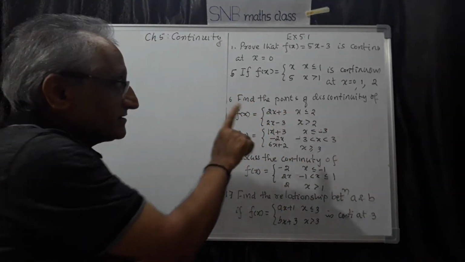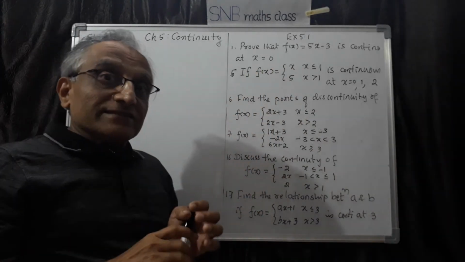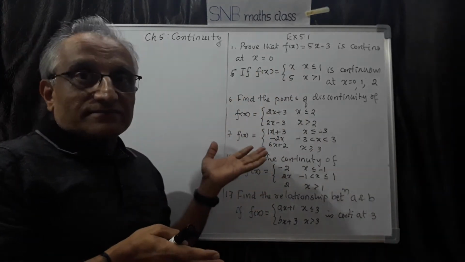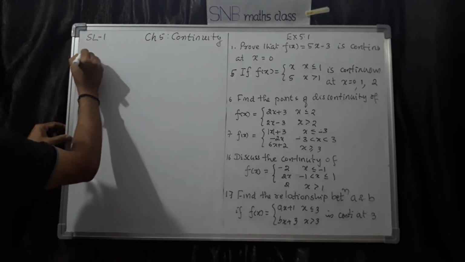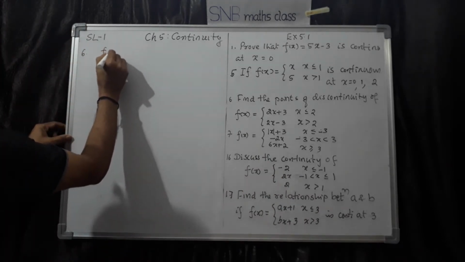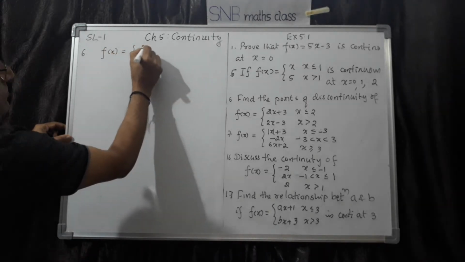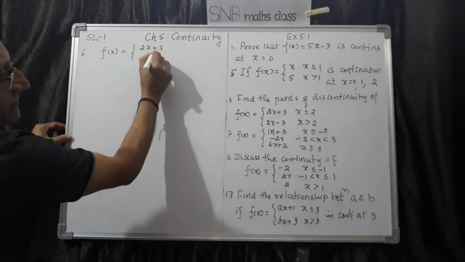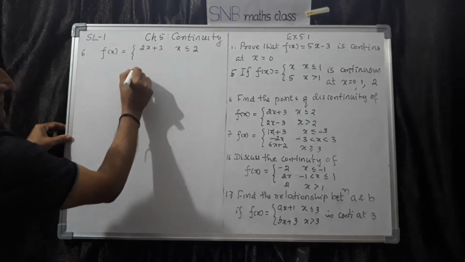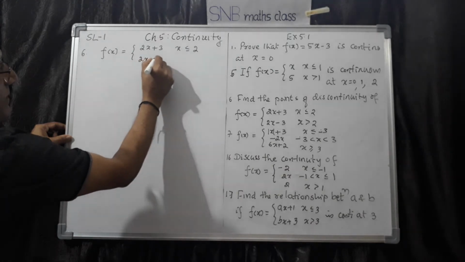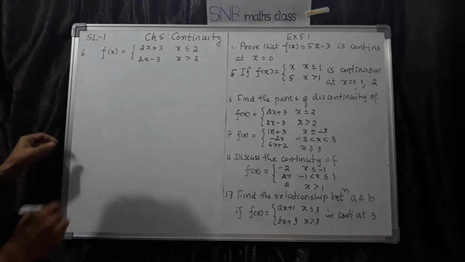If at all it is discontinuous, it is discontinuous at x equal to 2. If there also it is continuous, then it is a continuous function. So this is the understanding. Therefore, our argument should be like this for the sixth question. What is given is f of x equal to 2x plus 3 whenever x is less than or equal to 2, including 2 also, and 2x minus 3 when x is more than 2.